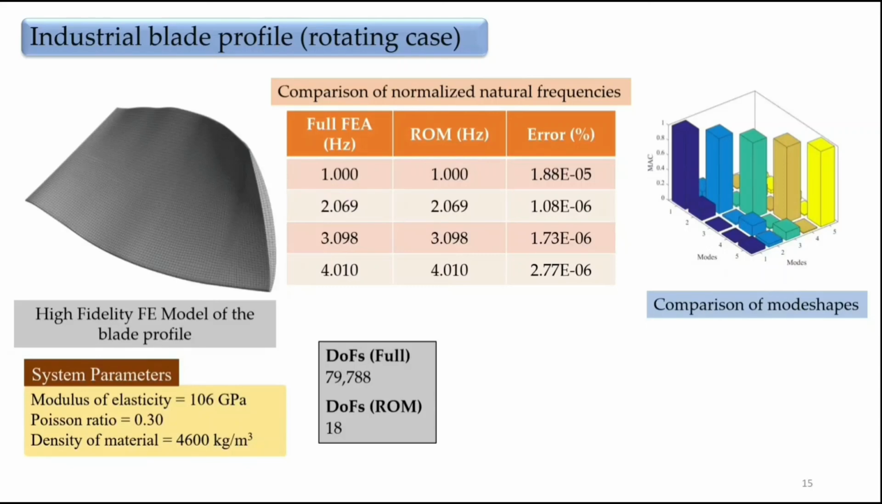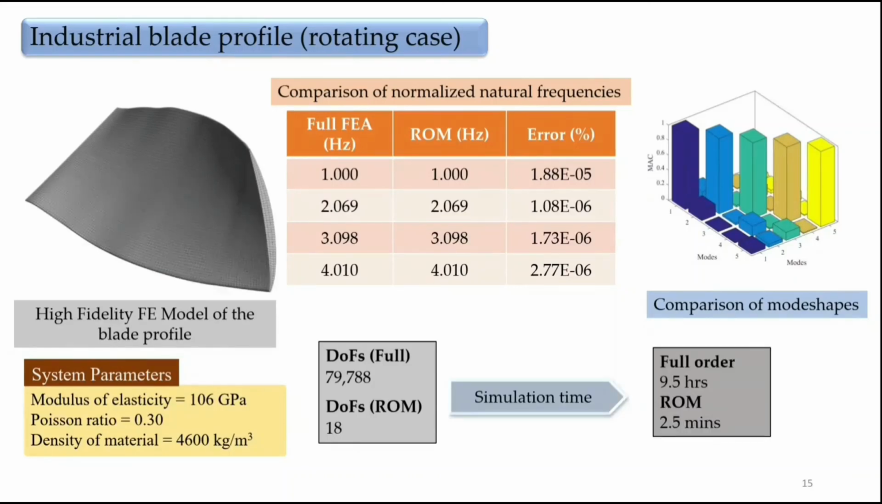Here in the reduced order framework, we have just 18 degrees of freedom as compared to the full order system, where it is approximately 80,000 degrees of freedom, and we can see a very significant reduction in computational cost has been achieved.